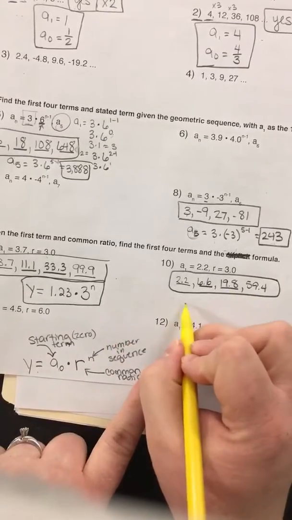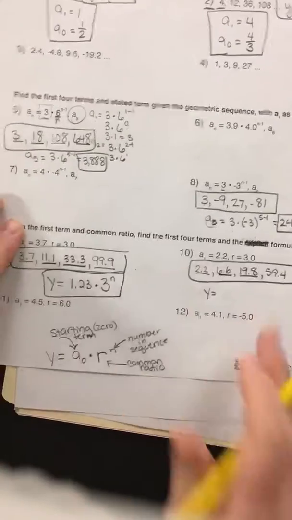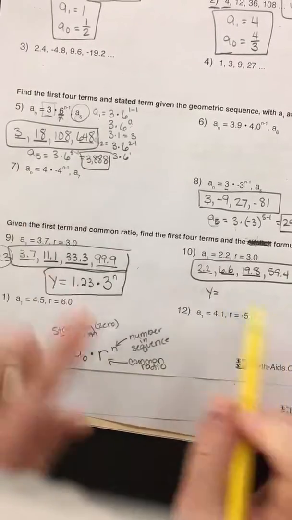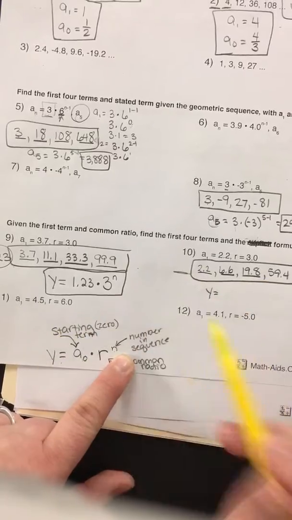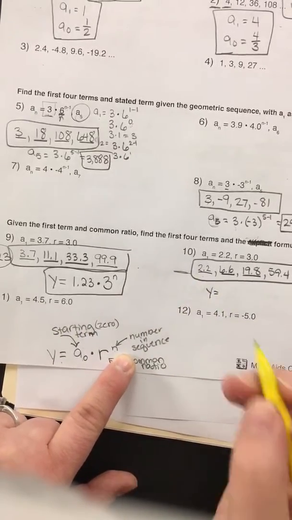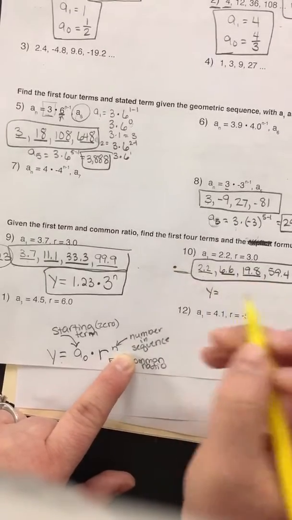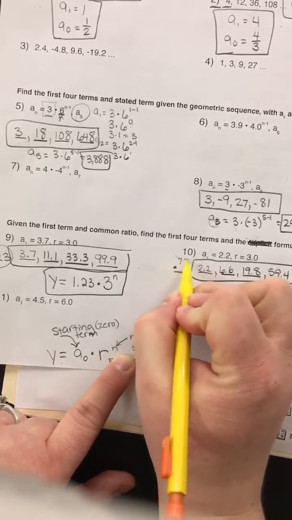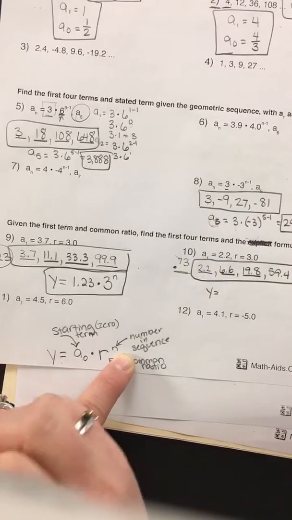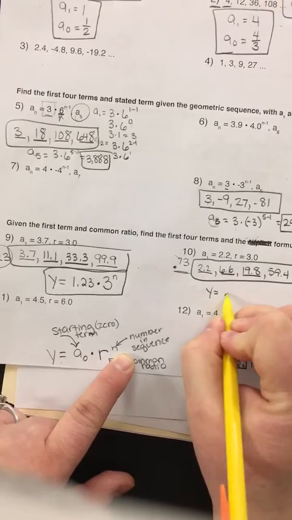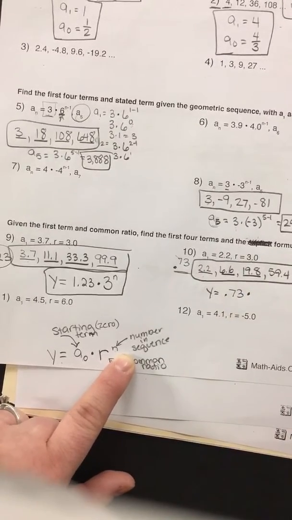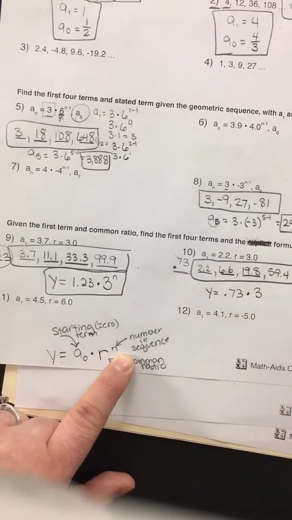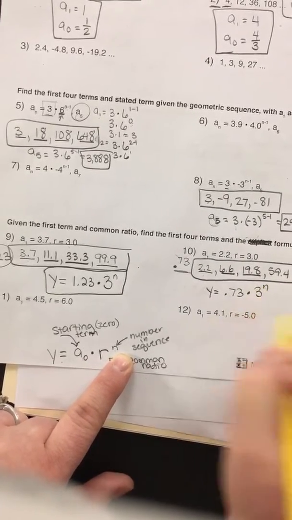Now, general formula, y equals, I need a sub 0. I don't know what that 0 is. If I multiply by 3 this way, I gotta divide by 3. Take 2.2 divided by 3. Yes, it's gonna be a decimal. Yes, we're gonna have to round. 0.73. It's 0.73 repeating, but that's okay. 0.73 times my common ratio. What did I constantly multiply by? 3. Good, raised to the n.